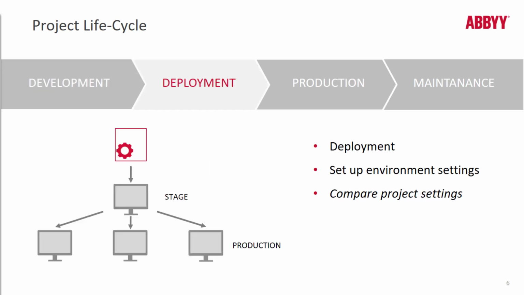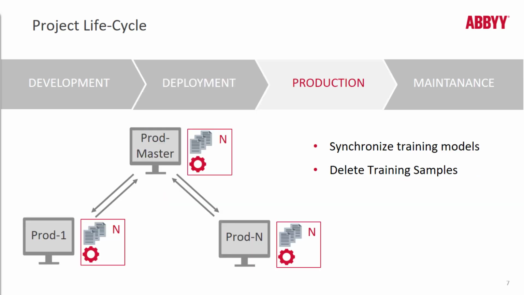In the deployment stage, we need to transfer projects to UAT environments, that is, user acceptance testing environments, and then production environments. We also need to configure various environmental settings known as environmental variables, such as connections to databases. And in production, there can be several environments in simultaneous use.